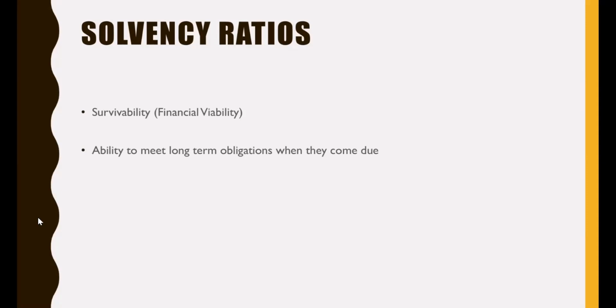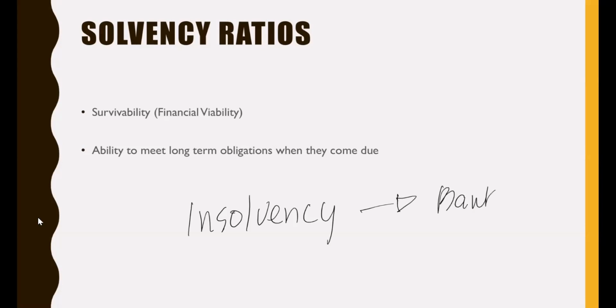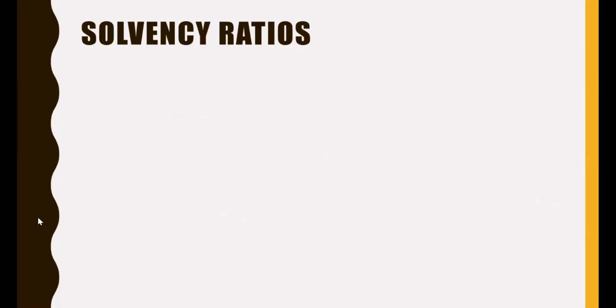So, yun yung solvency. Of course, if the company will not be able to pay its obligations when they come due, that could lead to insolvency, and may eventually lead to, of course, bankruptcy. Ayan. So, yun ang problem. Okay? So, the following are the ratios under solvency ratios.